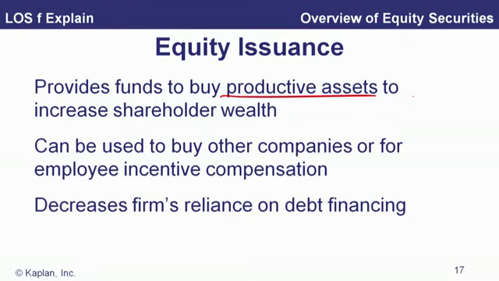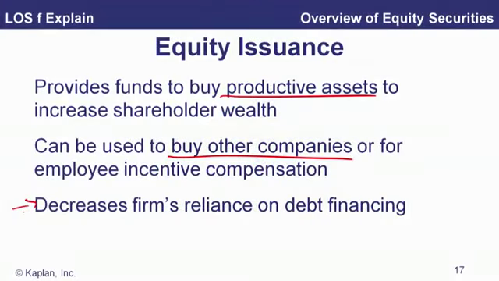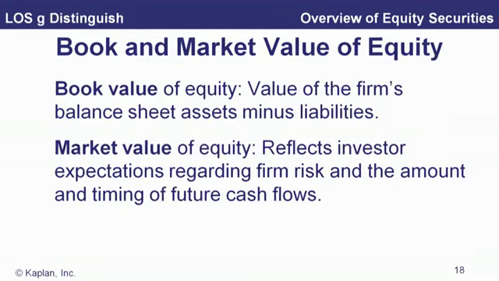You can also issue shares to buy other companies. So effectively you're printing your own currency there. Print up some shares of stock and buy a company. It can also be used for financing changes. You can issue equity and use the proceeds to pay down debt if you want to change your debt ratio. So equity issuance is going to bring cash into the firm for productive assets or to pay off debt, and can also be used to acquire assets directly. Okay, what about book and market value of equity?